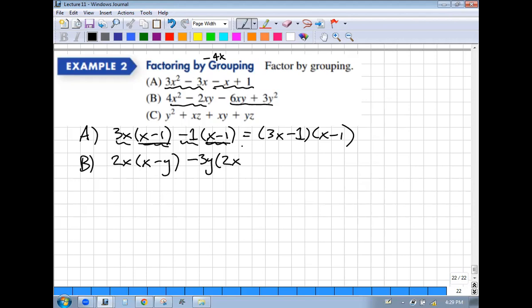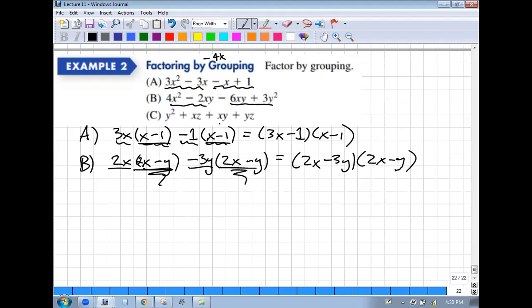2x minus y. Let's speed something up. This is a 2 here. 2 times 2 is 4. Okay, so now these are the same. So I could say, well, I have a 2x and I have a minus 3y, and they're both being multiplied by 2x minus y. So that's one of the steps in factoring, is grouping.